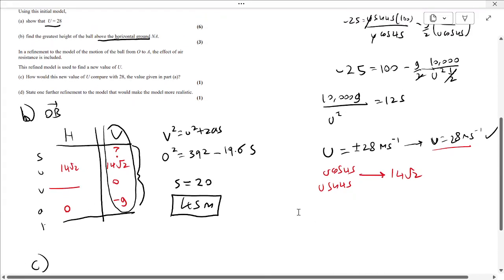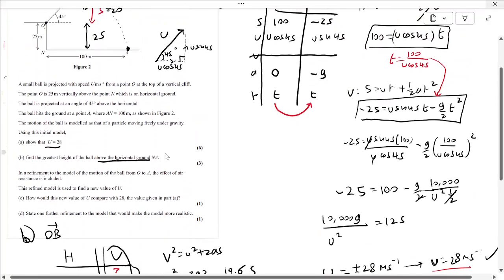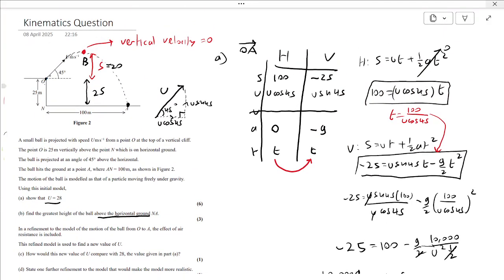Part C. So we have a refinement to the model. We're going to include air resistance, and then find a new value of u, my initial velocity. How does that value of u compare with the 28? So how would this u change if I include air resistance?